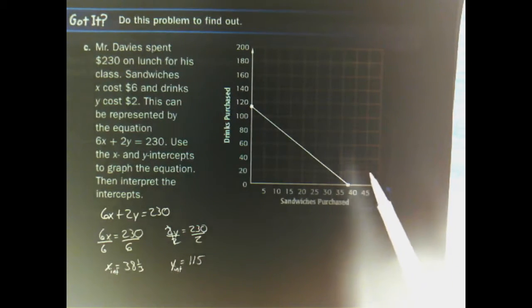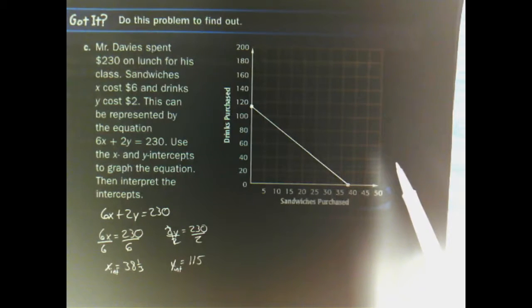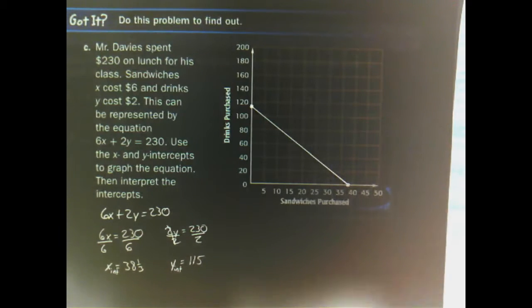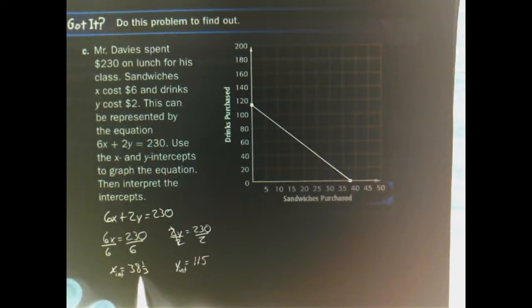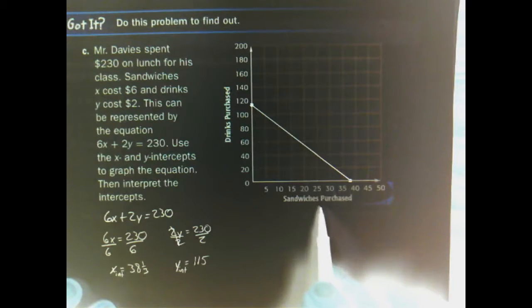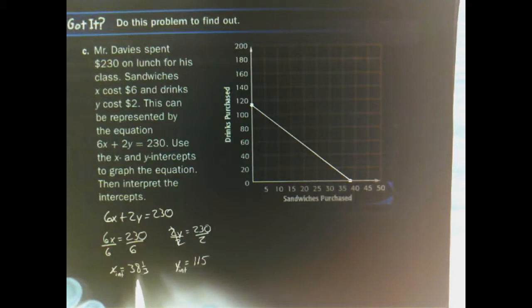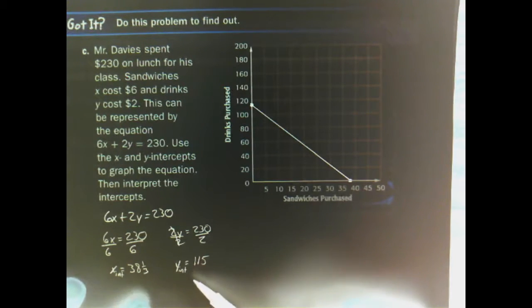So again, here we want to interpret the x and y intercepts. So my x-intercept is 38 1/3. X represents the sandwiches. So that would be one combination of sandwiches and drinks that cost $230. So for $230, if I only bought sandwiches, I could buy 38 1/3 of them. Okay, so that's what our x-intercept represents, where if we only bought sandwiches, that's how many we could buy.